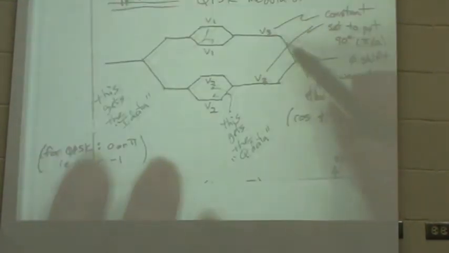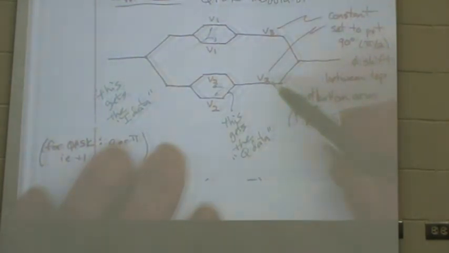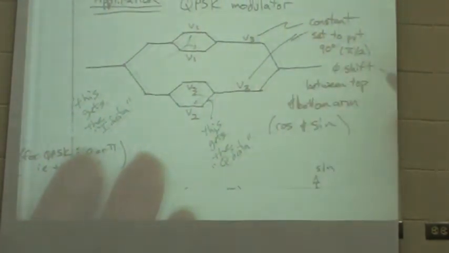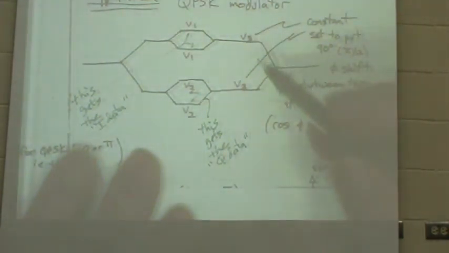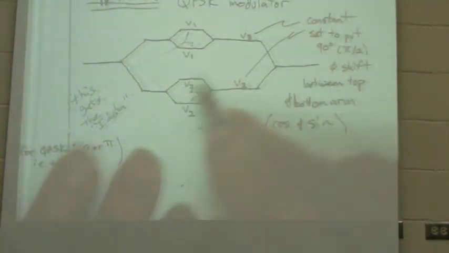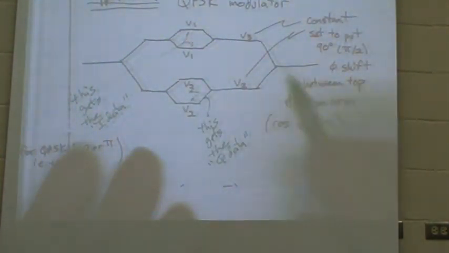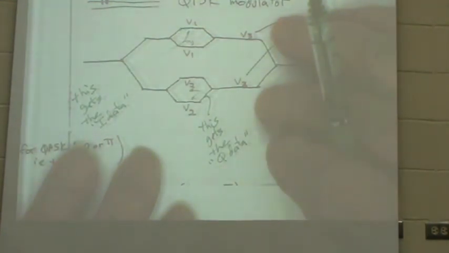We set this voltage, this is all still in an electro-optic crystal. This voltage can be set to put a 90-degree phase shift between the top and the bottom, so that the top one works like cosine and the bottom path is working like sine. And then that's why this one would be the I data modulating the cosine, and this one would be the Q data modulating the sine. So I set things up so that there's a 90-degree phase shift between the upper and bottom path. Okay?